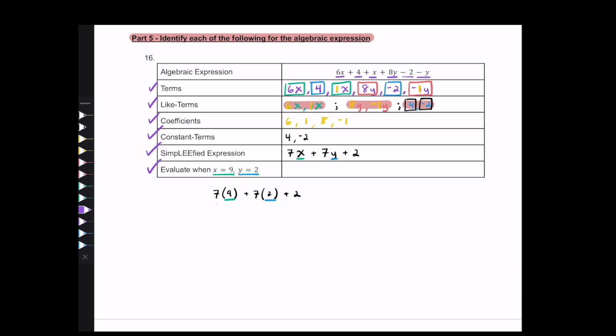Now, just following the order of operations, we would do this multiplication first. 7 times 9 is going to be 63, plus 7 times 2. Again, parentheses means multiplication. Then multiplication comes next. I don't know why I keep trying to say exponent. 7 times 2 is 14, plus 2. And then left to right here, because it's all just addition, 63 plus 14 is going to be 77. 77 plus 2 is going to be 79. So this is just hypothetical, but if x was 9 and y was equal to 2, then the value of this expression is going to equal 79.